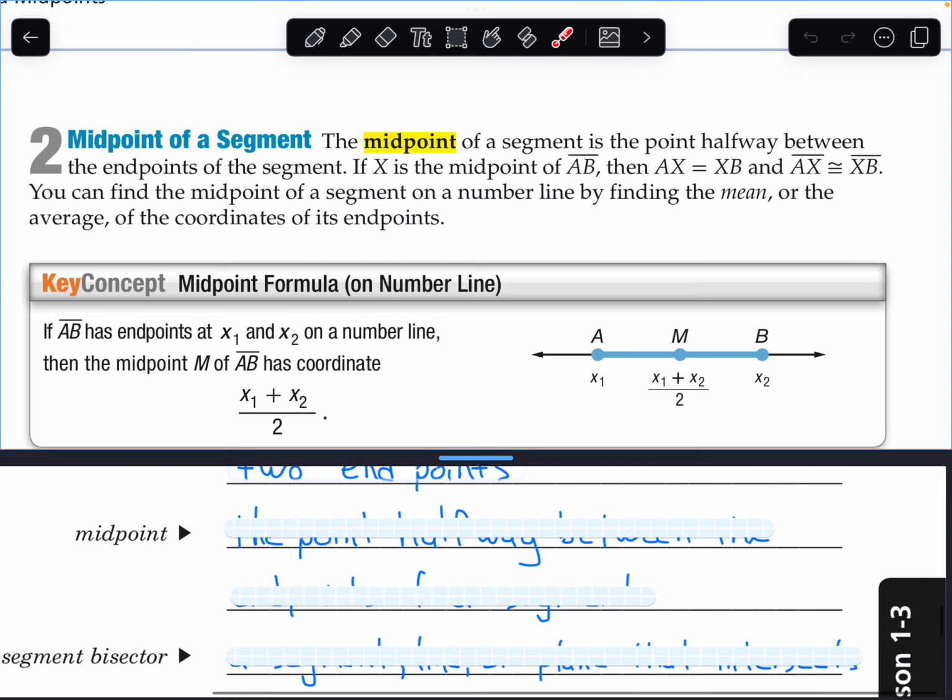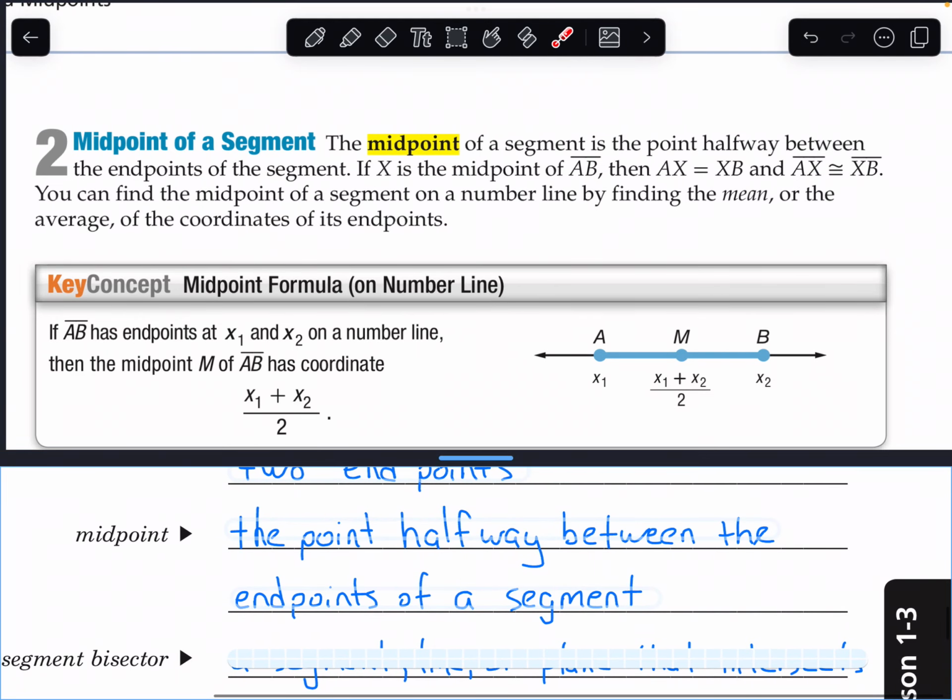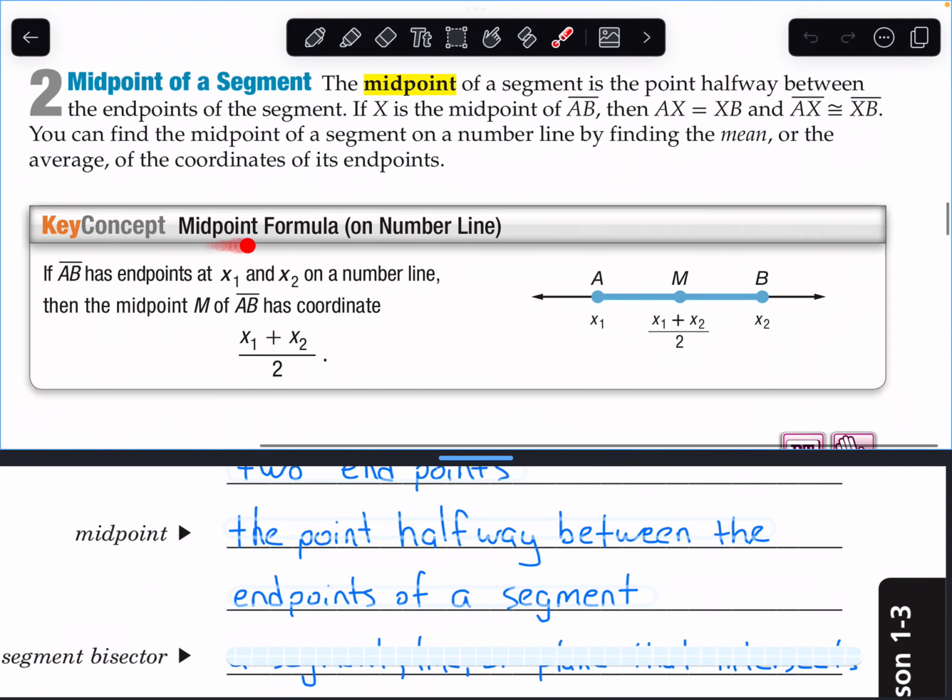So here we have the definition of midpoint, the point halfway between the endpoints of a segment. How do you find the midpoint on a number line? Use the formula for the mean, the average. If segment AB has endpoints x1 and x2 on a number line, then the midpoint M of segment AB has coordinates x1 plus x2, all divided by 2.